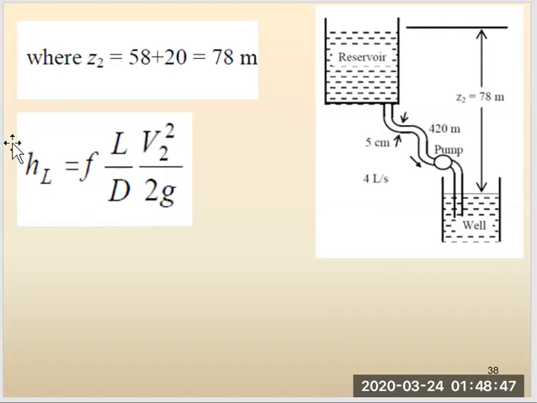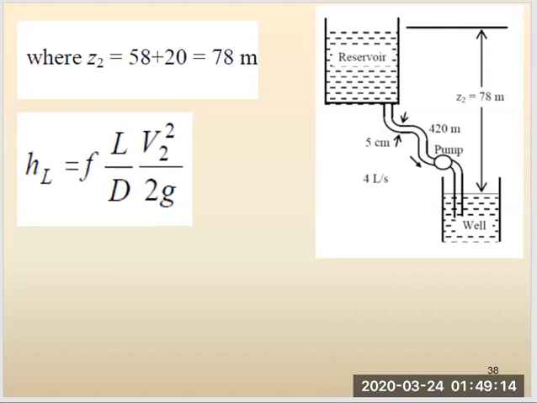So if you want to use this equation, you need to know the Darcy friction factor F. If you want to calculate F, you need to know the regime of the fluid. That means we need to calculate the Reynolds number. So this is what we need to do: calculate the Reynolds number and define the regime of the fluid, whether it is turbulent or laminar.